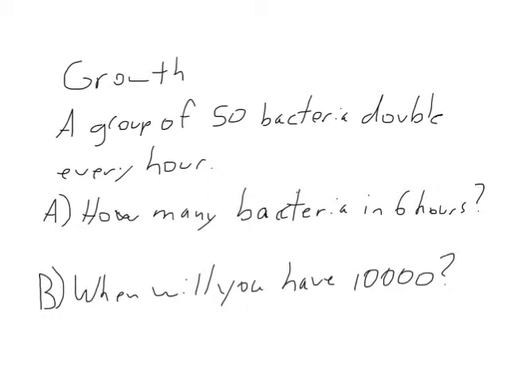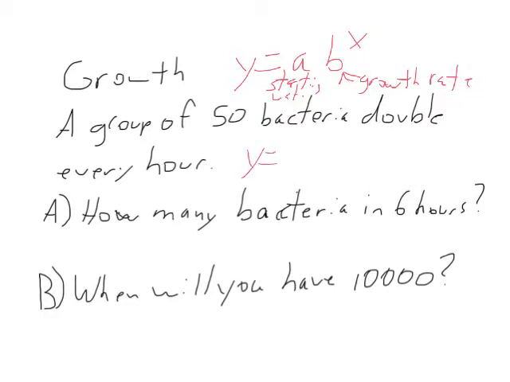So the equation for these kind of things is very simple. Remember, it's basically of the form y equals a times b to the x power. And the a number is your starting value. Furthermore, your b number is your growth or decay rate. In this case, growth. So to write our equation, it would be y equals, they tell us we start with 50, they tell us the growth rate, which is doubling, which means the number 2, and then it'd be to the x power, and x represents the number of hours, I suppose.